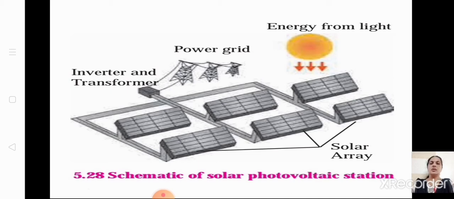So you should know what is solar array. I have explained what is solar array also in that video. You just go through that, but that may not come for the exam. What is solar array will not come, but you have to see what is the function of inverter and transformer. Everything is given here. Solar array is also given. So better we go through that video and then we understand this diagram.